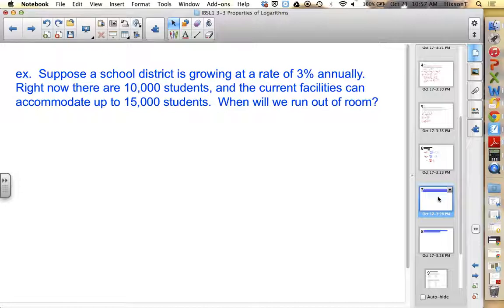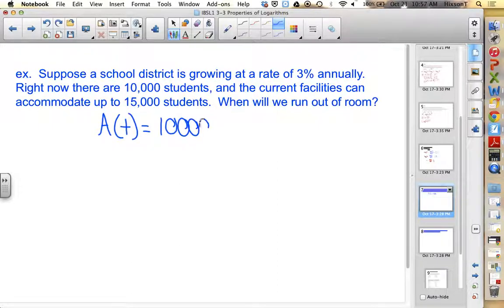We're solving for a time here, right? Let's set up an equation. Our population right now is 10,000. So that's our starting amount, right? So our amount at a certain time is 10,000 times, how do we set this up? What? 3%, 0.03. Is this like the P?